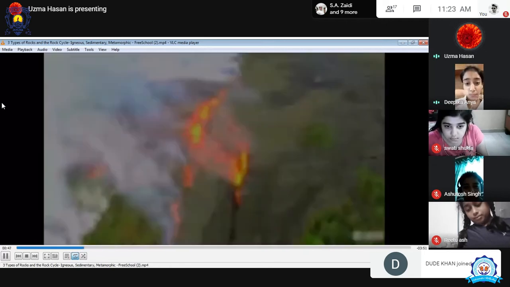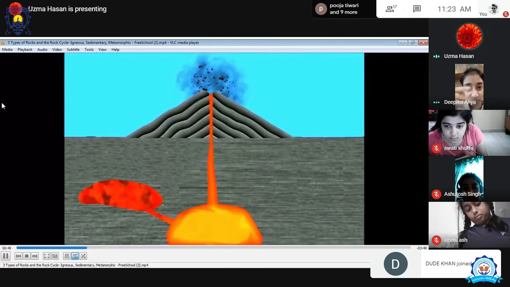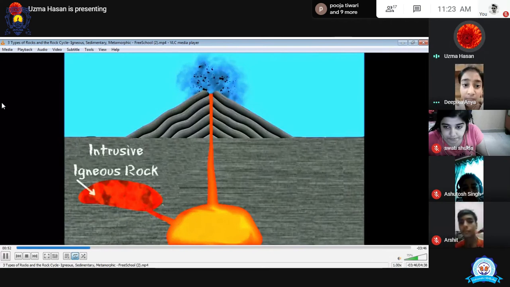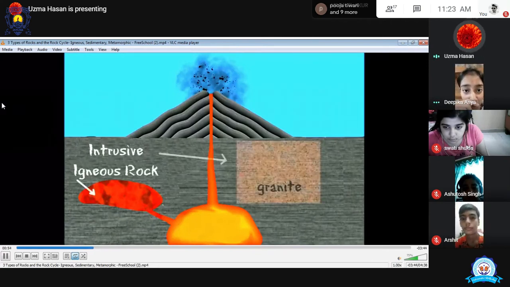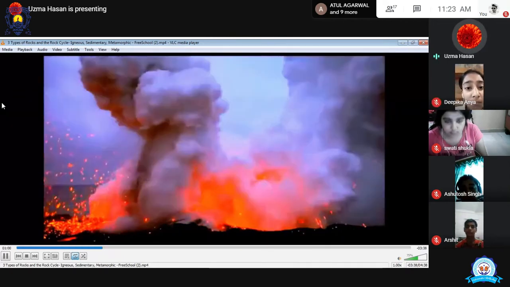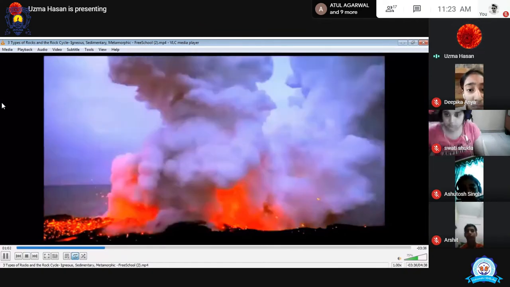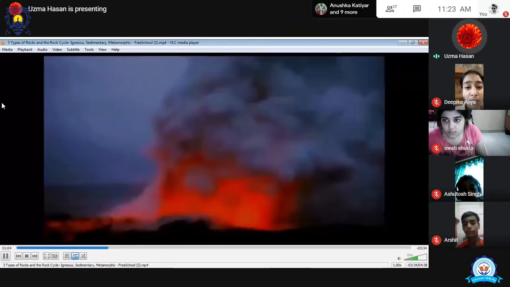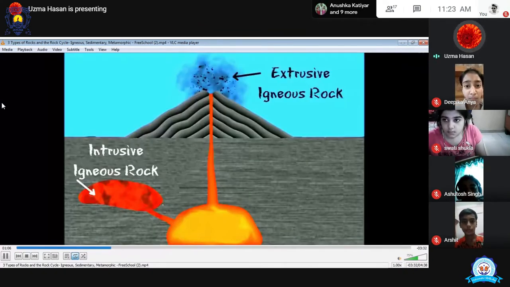Sometimes magma cools slowly underneath the surface. This forms intrusive igneous rock, like granite. Other times, lava cools when it comes to the surface in a volcanic eruption. This forms extrusive igneous rock.